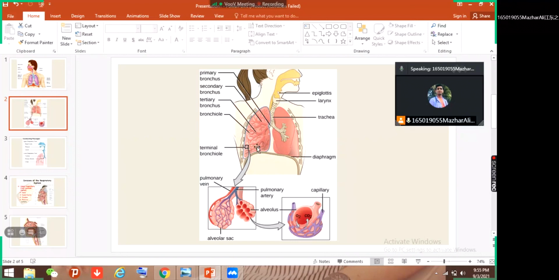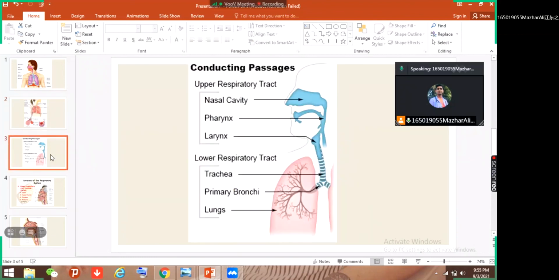Chest means thoracic, so the thorax contains your lungs. The right lung has how many lobes? Three lobes. And the left lung contains how many lobes? Two. When you auscultate the anterior side of the chest, you are auscultating the upper lobe. But when you are auscultating the back side of the chest, you are auscultating the lower lobe. Okay, so this is the thing.